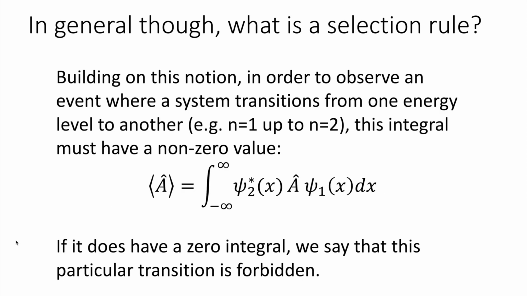So building on this notion, in order to observe an event where a system transitions from one energy level to another, for example, from quantum number n equals 1 up to quantum number n equals 2, right?